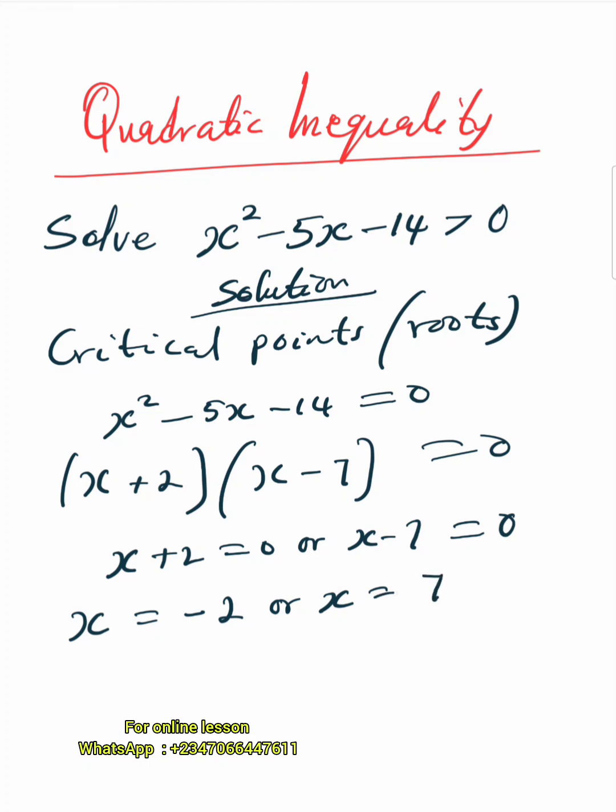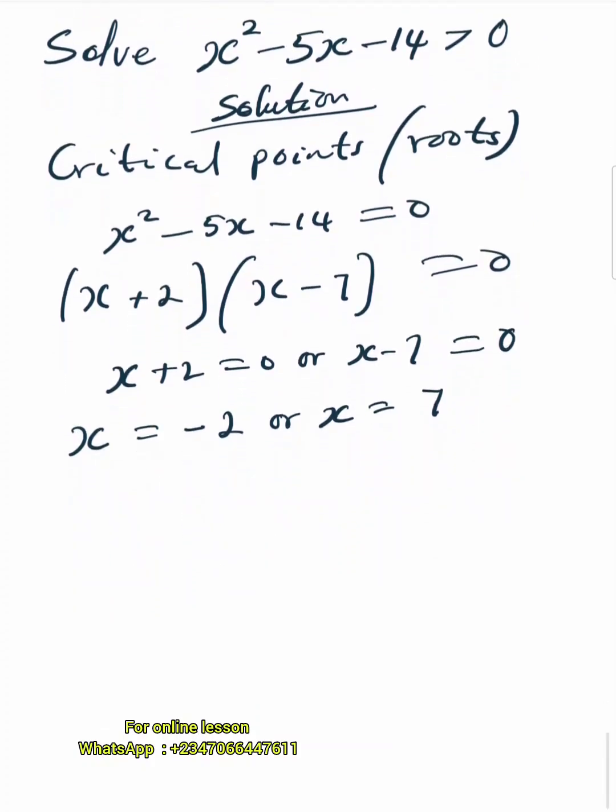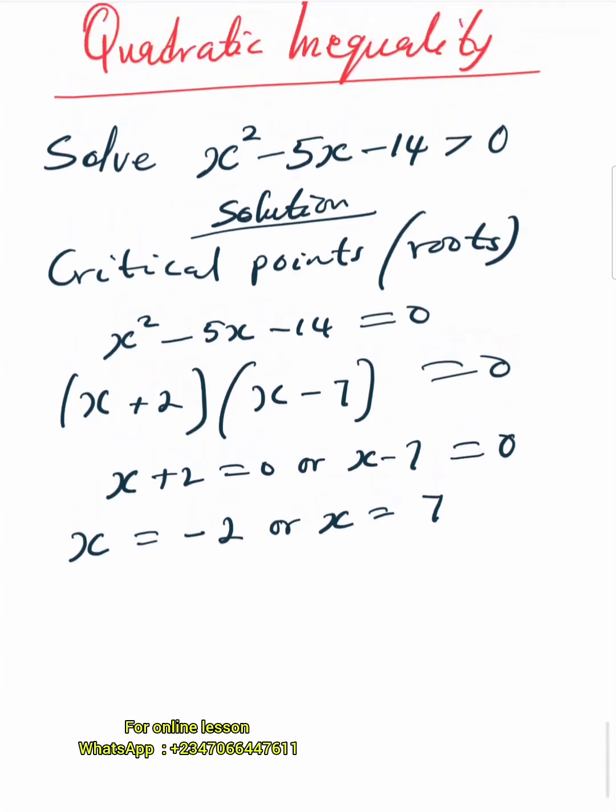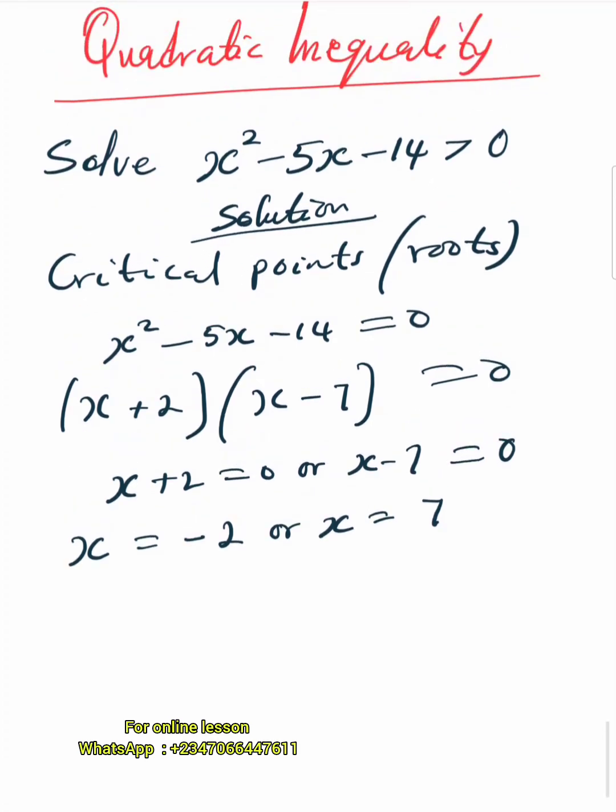So this is known as the solution to this equation. What we are going to do now is test for values. This is just the critical point. We are going to look for the interval where the values of x can lie that will satisfy this quadratic inequality. For the intervals, we can use a number line. Let us create our intervals. We are going to have 3 intervals.